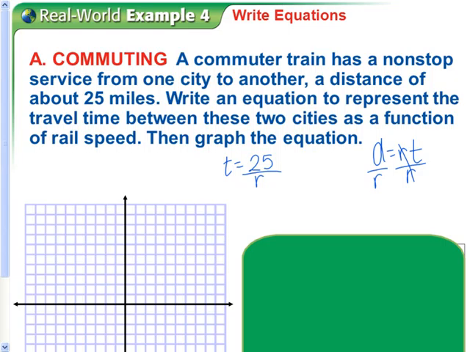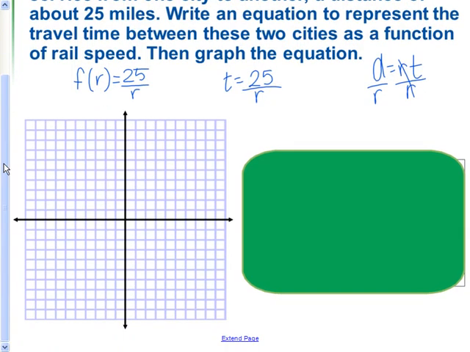If we were truly going to write that in function notation, we would say a function of the rate equals 25 over r. I would take either one of those. So then we need to graph. So we'd figure out our asymptotes. So that's pretty easy. It's at 0 and 0. So we think about a dotted line at 0 and at 0. And 25 is a positive number. So that means it's the regular parent function. And it looks like this.